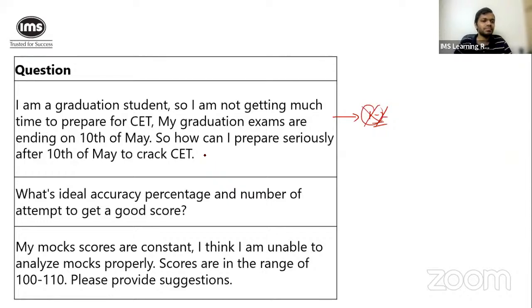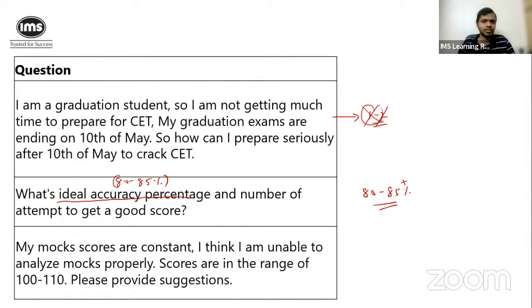Okay. What's the ideal accuracy percentage and number of attempts to get a good score? Okay. So this, I have an answer to this question. So ideal accuracy percentage when it comes to CET based on experience has been around 80 to 85%. Okay. So always aim to be in this range or more than this. I mean, if you're above 85, I think great, nothing like it.